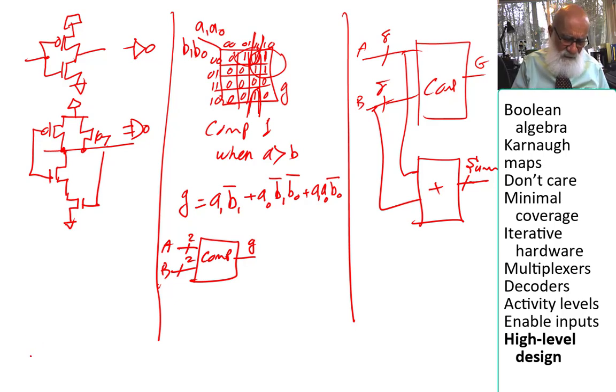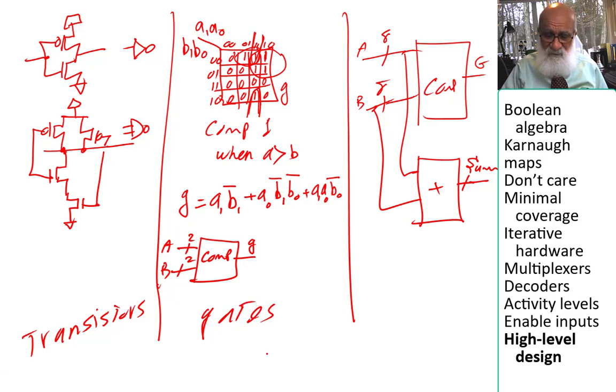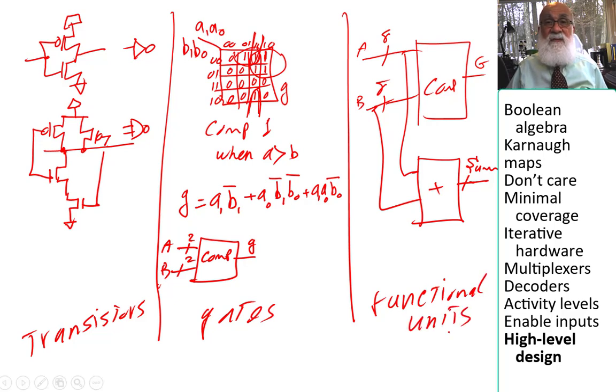So I started with transistors, I put gates together, and now I'd like to put more functional units together. The problem is, can I use Karnaugh Maps? Perhaps not. For a simple comparator with 2-bit inputs, I can use Karnaugh Maps. But if the comparator becomes a 4-bit comparator, what do I do then? This is what I want to be looking at next.